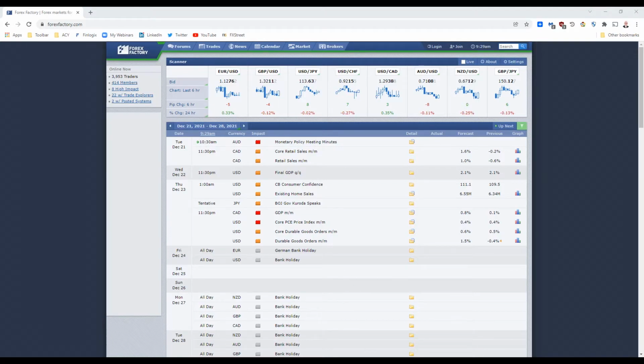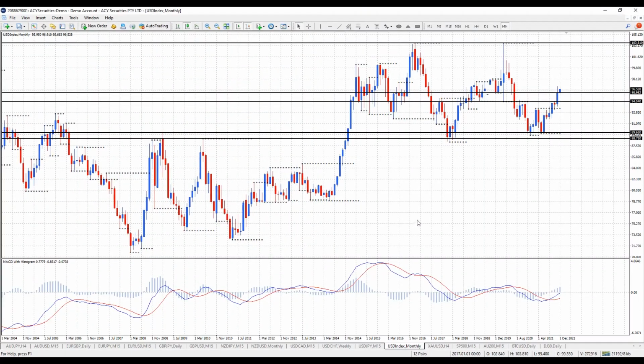First up, I want to look at the dollar index just to have a look at the position. Monthly chart here, moving up into a nice uptrend from support down here, and we're breaking above this area of resistance, or holding above at 95.95. MACD is continuing its trend up, so strong monthly uptrend.